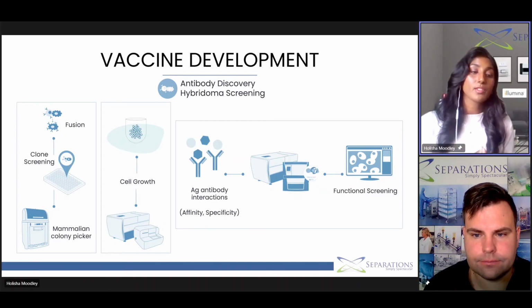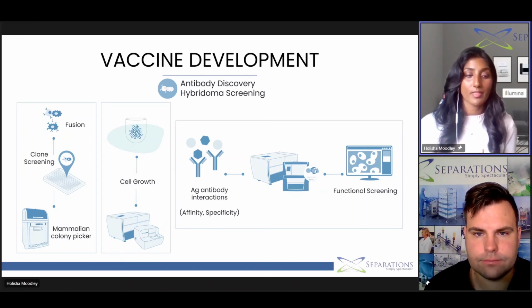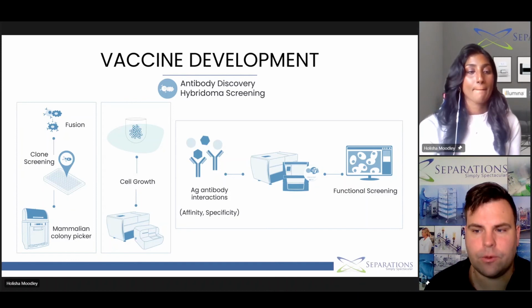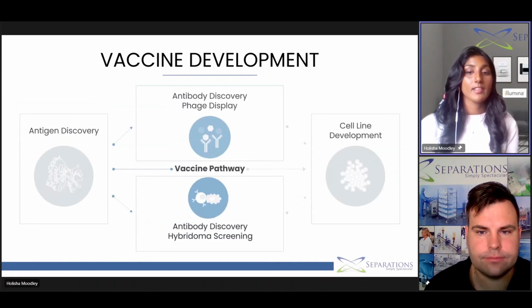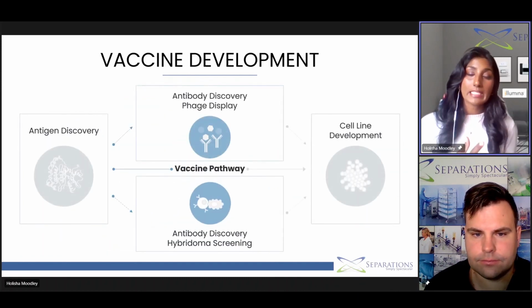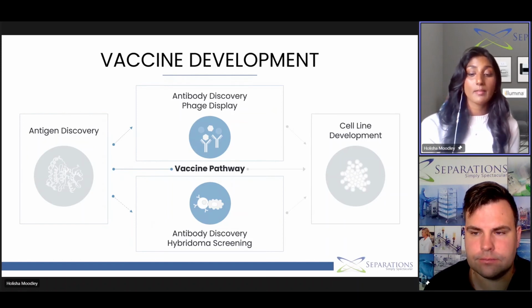And then once again, we'll do functional screening, where we'll perform viral neutralization assays and then determine the efficacy of the vaccine itself. Okay, awesome. And once we've done antigen and antibody discovery, we look at things like cell line development.